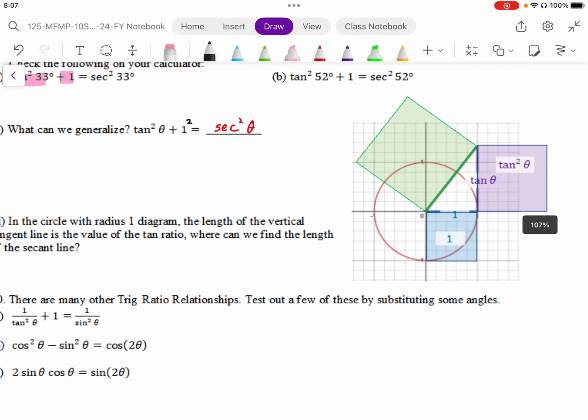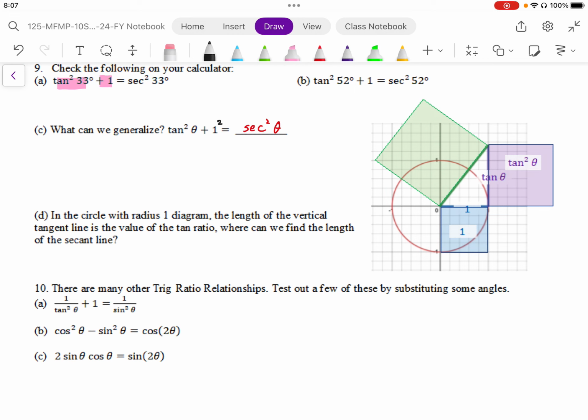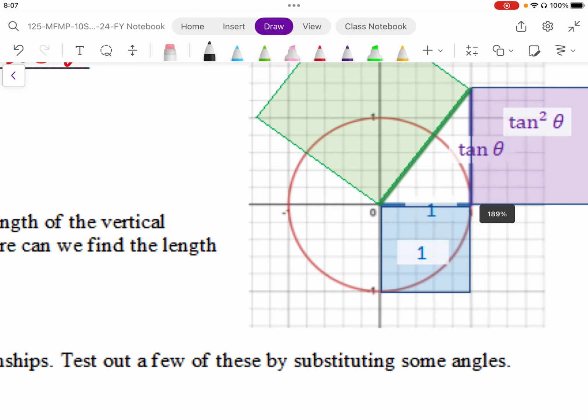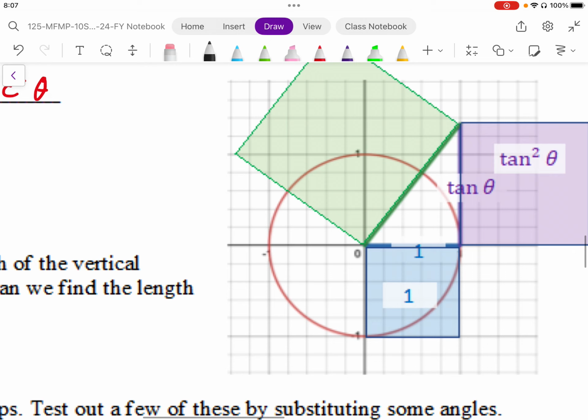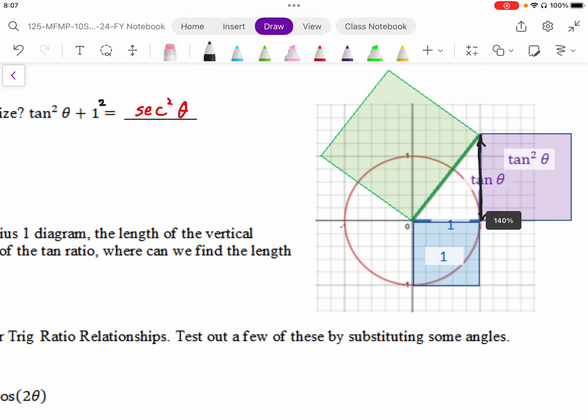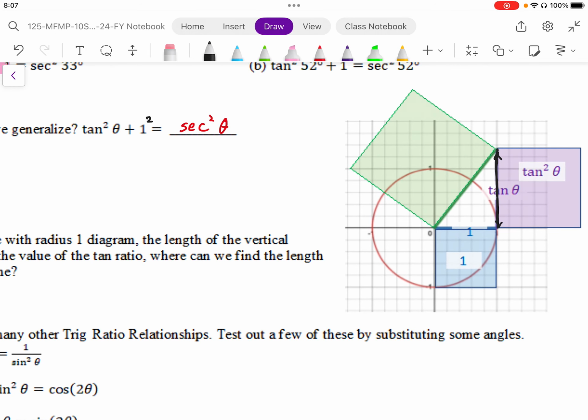So taking a look at the circle, part D says we have a circle of radius 1. Okay, so there's a radius 1 circle. Along the horizontal, we have 1. The tangent line is that vertical line that is tangent to the circle. That's why it's called a tan line. So this length from here to here represents the tangent length. And if that's the case, we have tan squared plus 1 squared equals secant squared.